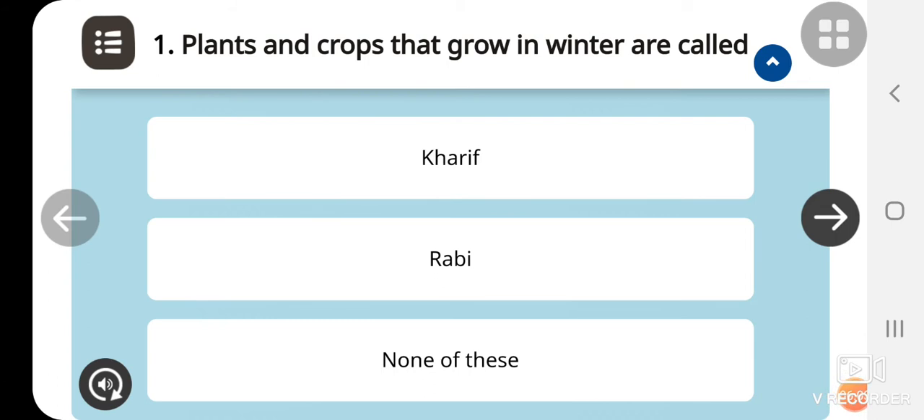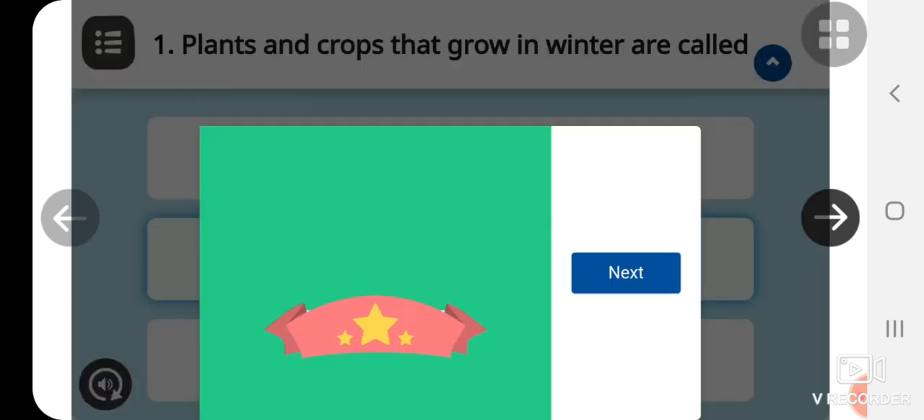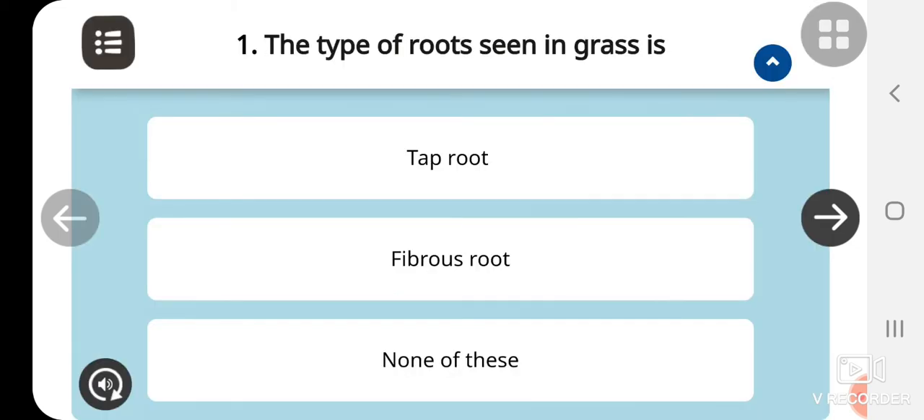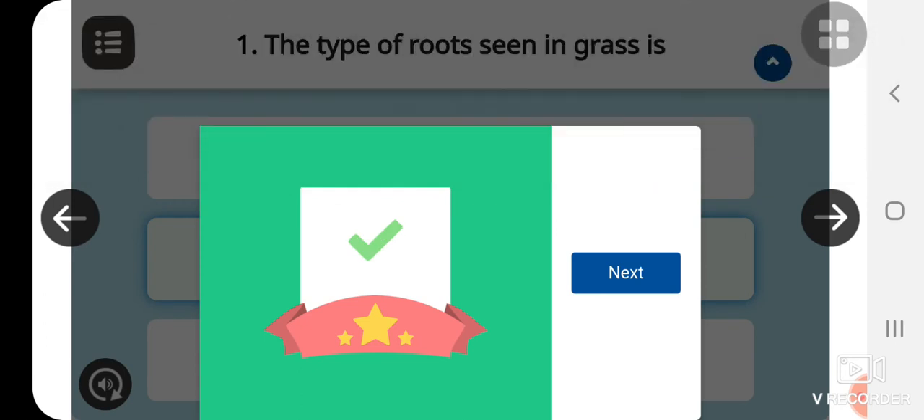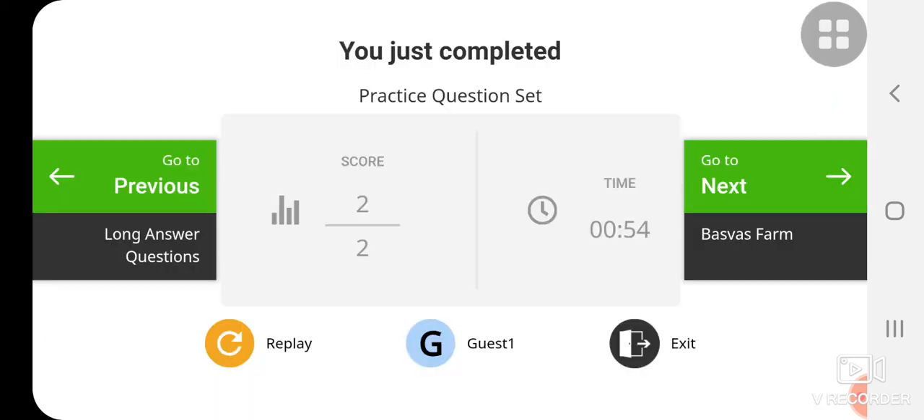Now here we have the question. Plants and crops that grow in winter are called Kharif, Rabi, none of these. Let us check. Rabi. Yes, it is correct. So, plants and crops that grow in winter are called Rabi crops. The type of roots seen in grass is taproot, fibrous root, none of these. Let us check our answer. Fibrous root. Yes, the answer is correct.